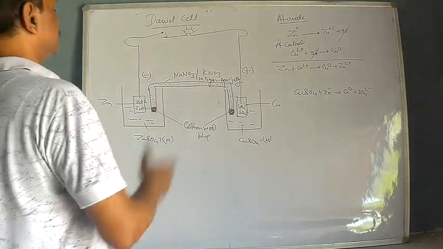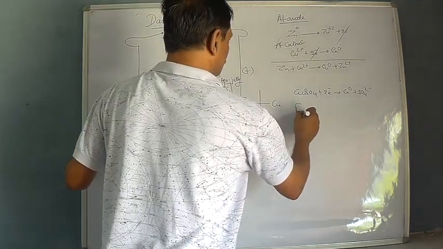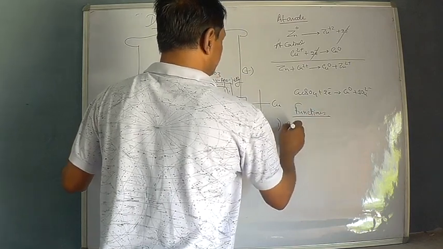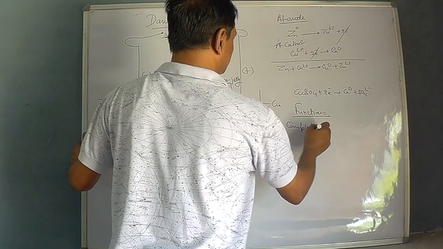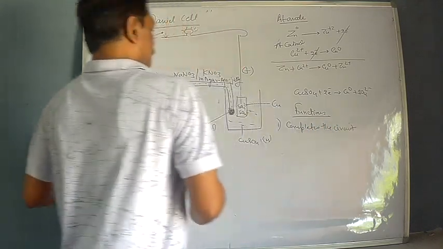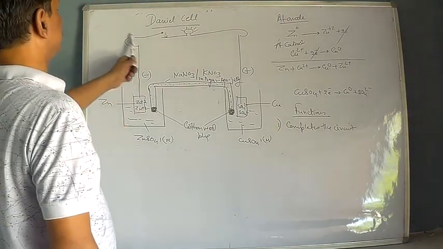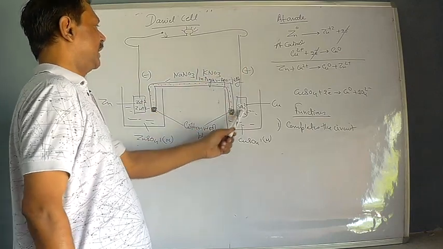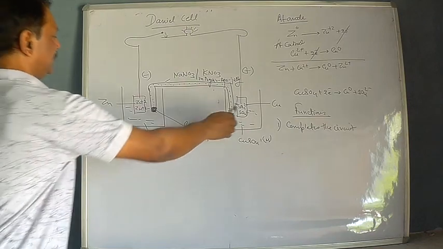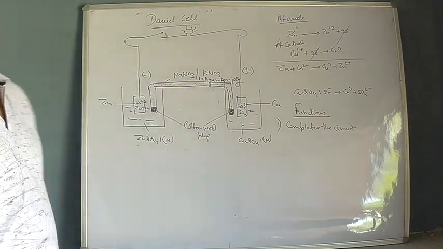So what is going to happen? And what are the functions of the salt bridge? I'll write the functions here. Number 1, it completes the circuit. How does it complete the circuit? Class, you see, the external circuit is completed by the wires and the internal circuit is completed by the salt bridge. So, with the use of the salt bridge, the entire circuit gets completed.